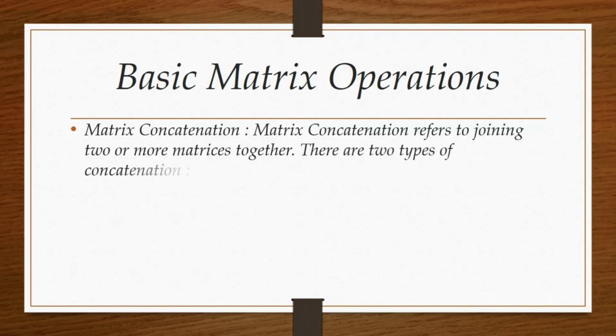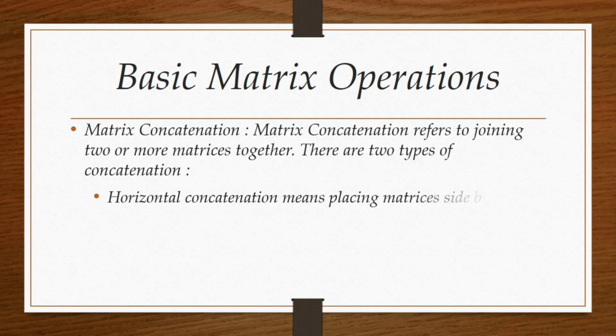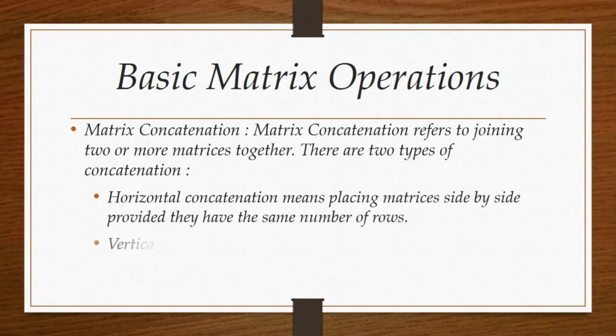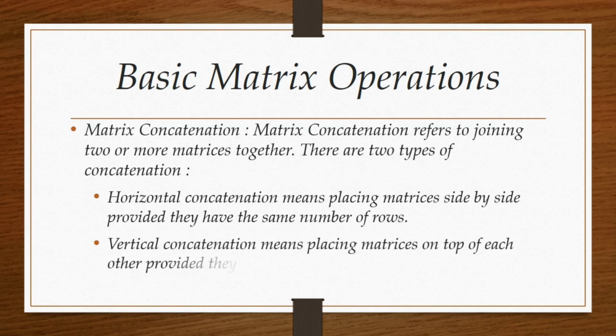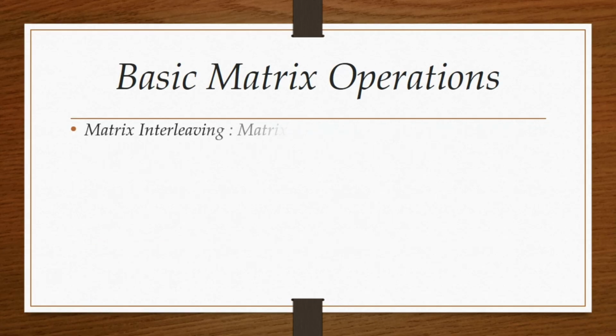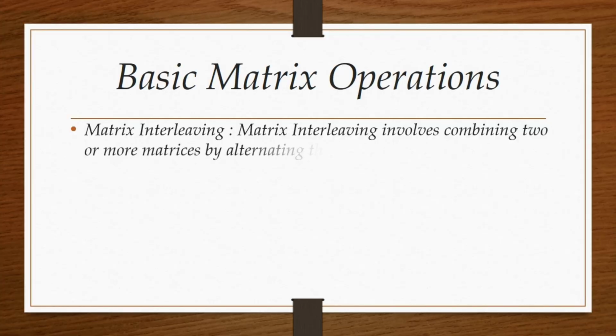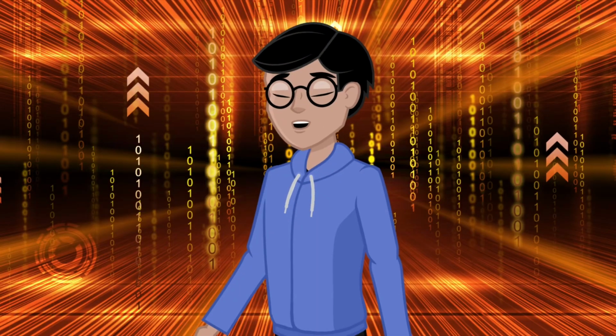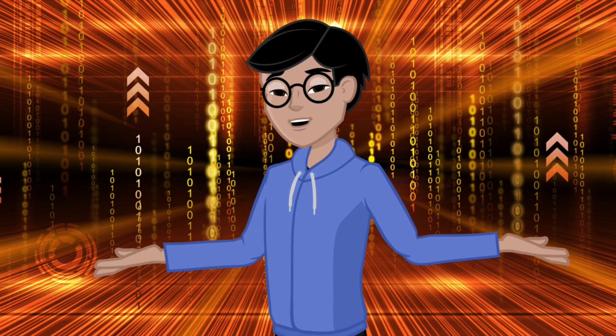There are two types of concatenation. Horizontal concatenation means placing matrices side by side, provided they have the same number of rows. Vertical concatenation means placing matrices on top of each other, provided they have the same number of columns. Matrix interleaving. Matrix interleaving involves combining two or more matrices by alternating their elements in a specific pattern by rows or columns. Hope you're getting a solid understanding of matrix and its built-in functions.